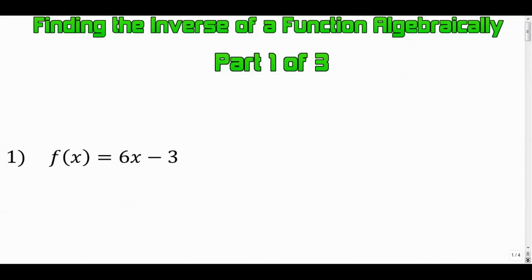Welcome to part one of my three-part video series on how to find the inverse of a function algebraically. In each one of these videos I'm going to go through three examples. I'm going to give you a function and show you how to calculate its inverse. Before you watch this, you probably want to start with my video called What's an Inverse?